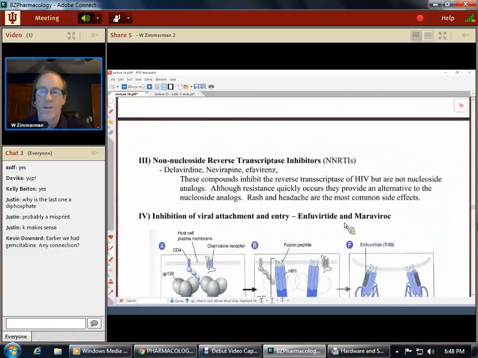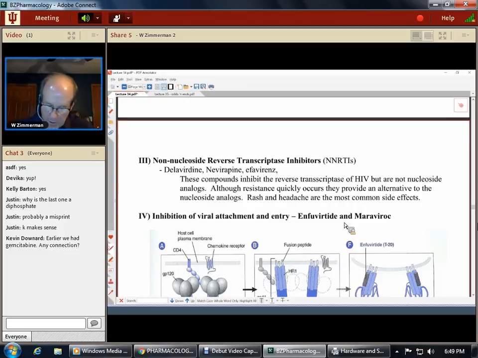Okay, then there's the non-nucleoside reverse transcriptase inhibitors, the NNRTIs. Believe me, all these get really useful. That's why we treat this disease so well now. 25 years ago, when Magic Johnson got HIV, everybody just assumed he was going to be dead in a year. The idea that he could still be alive today and doing well is remarkable. But it's because they've got such a selection of drugs to switch back and forth, to fight the resistance.